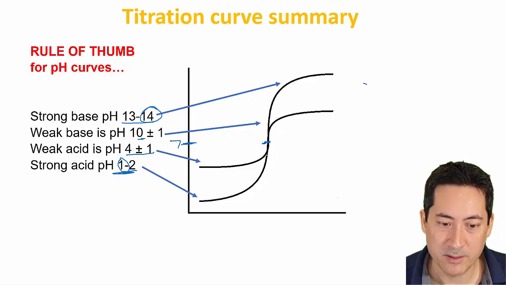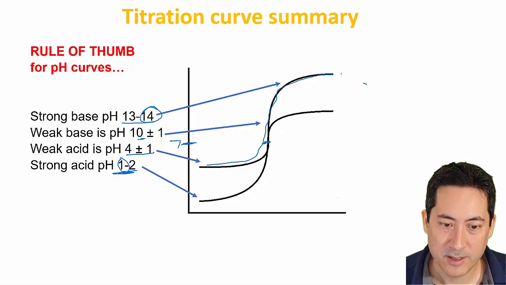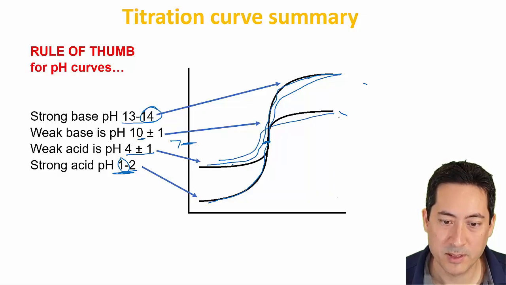at the pattern here. If it looks like this, then you've got a weak acid plus a strong base. If you've got this, you've got a strong acid to a strong base. If you've got this, you've got a weak acid and a weak base, which the syllabus is ignoring. And what have I missed? This one here. So that's a strong acid and a weak base.